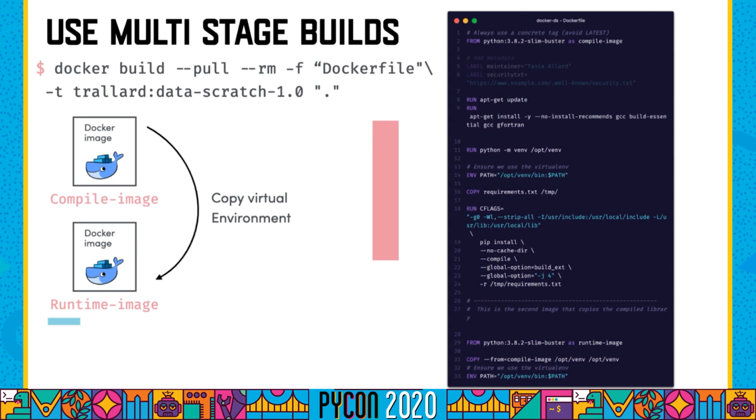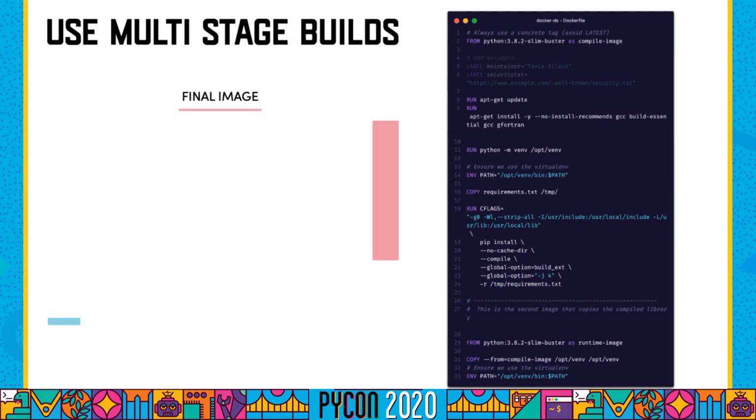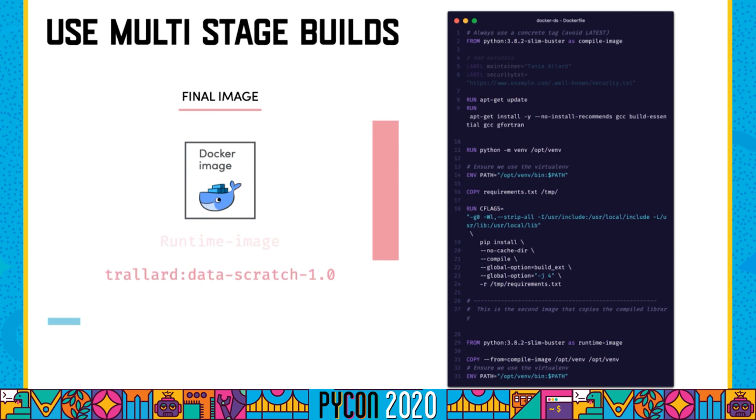This way, you're getting rid of the compilers and any other secondary files that you don't need. And your final image is going to be the runtime image, but with the tag that you provided when you call the command docker build.